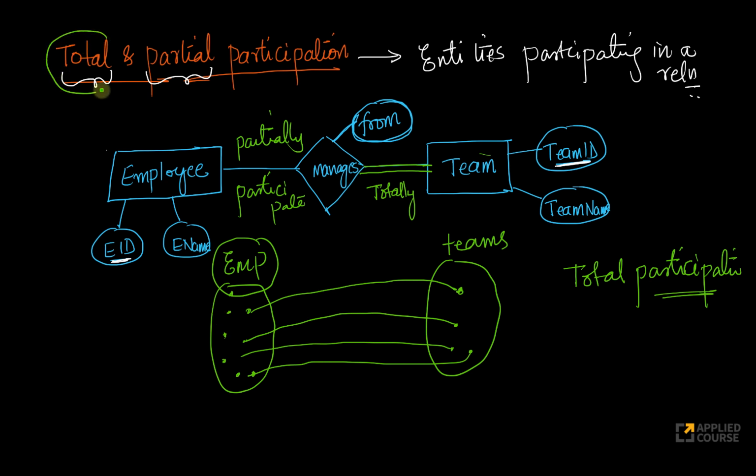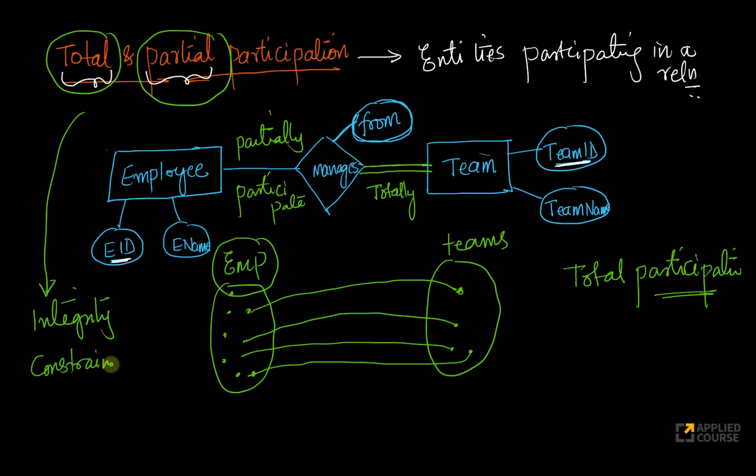These total participations and partial participations are very, very important constraints. You can think of them as integrity constraints. And these are typically user-defined integrity constraints, because the user says that for every team, we need to have a manager, and every team needs to be managed by one employee. But it also says that every employee need not manage a team. This is actually a business requirement, a user-defined integrity constraint. So you can think of total and partial participations as a form of user-defined integrity constraints.